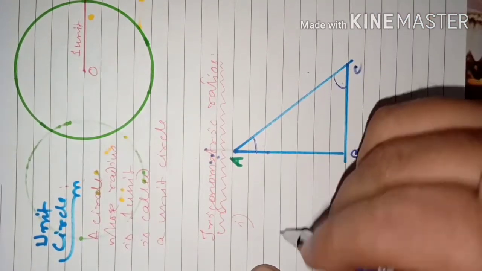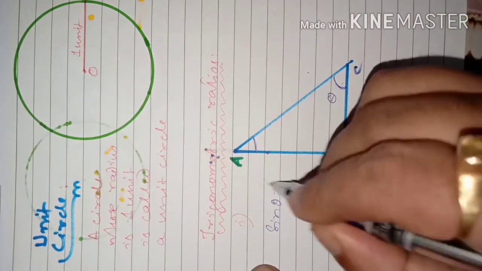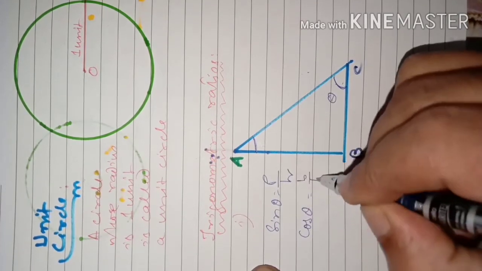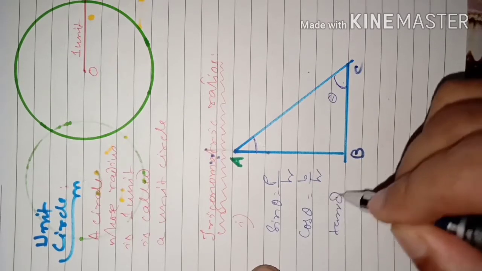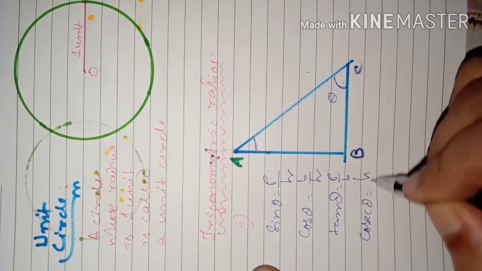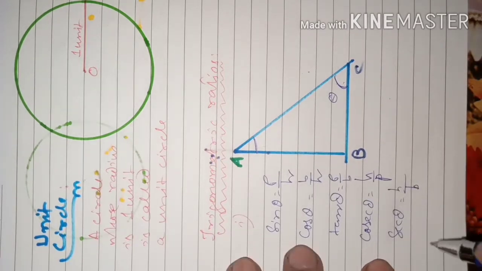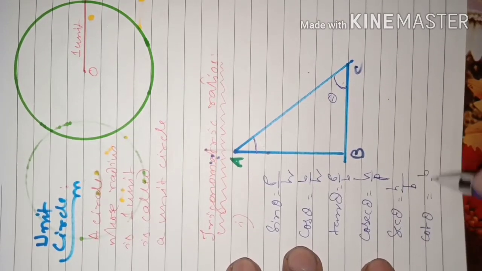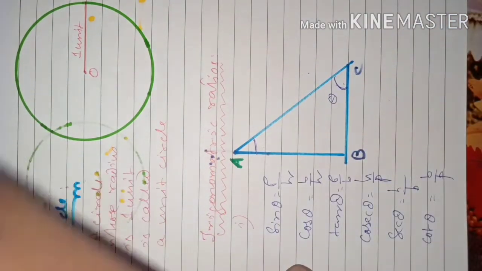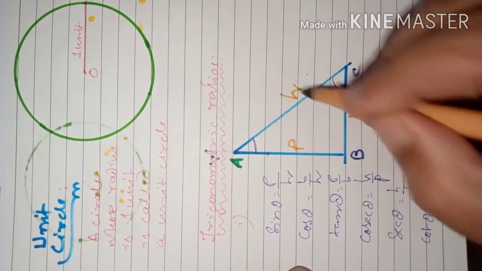For these acute angles, trigonometric ratios are: suppose this angle is theta, sine theta is perpendicular by hypotenuse, cos theta is base by hypotenuse, tan theta is perpendicular by base, cosec theta is hypotenuse by perpendicular, sec theta is hypotenuse by base, cot theta is base by perpendicular. So with respect to this angle, this side will be called perpendicular, this side will be called base, this side will be called hypotenuse.